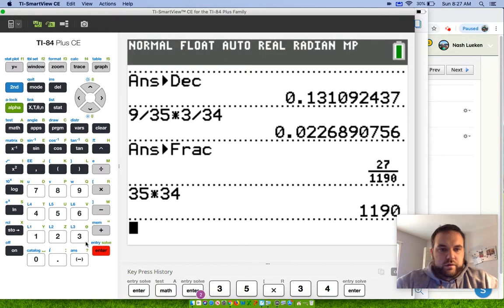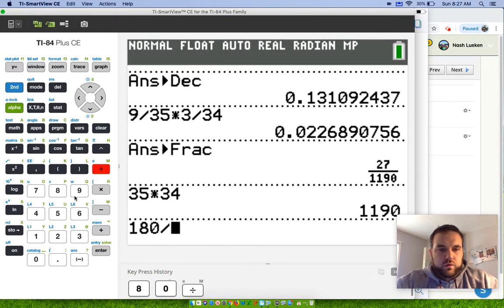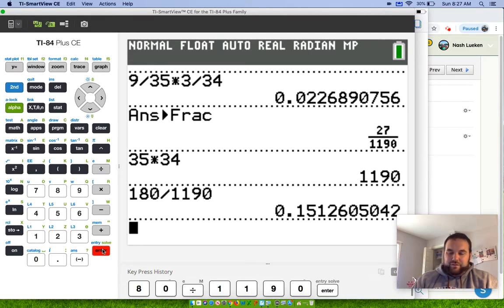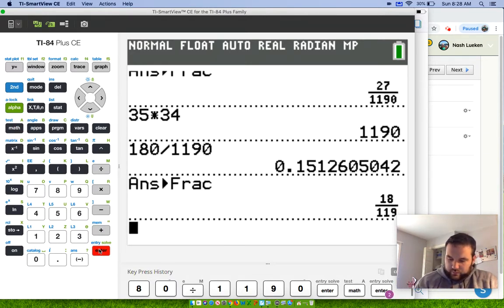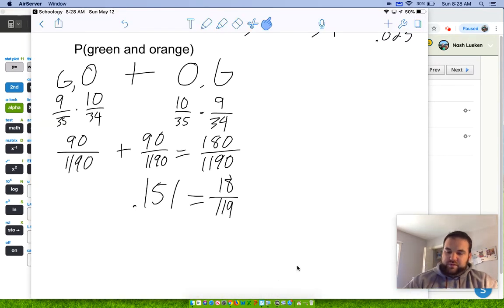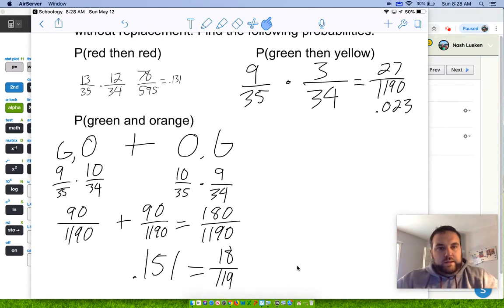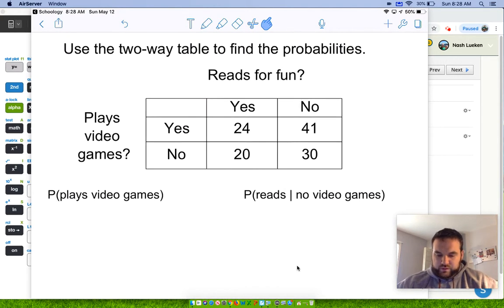I know that 180 over 1190 is 0.151, or as a fraction, 18 over 119. Okay. It might seem like a small thing, but the fact that this third problem does not specify order is actually really important, because we do have to double up that probability, because it could go either green, orange, or orange, green.